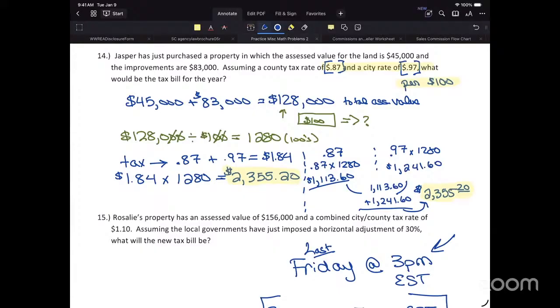Before we go any further on that, though, Anita asked, if it's city tax, are county taxes applied automatically? Yes. If it was a house in the county and not in the city, we'd only be doing county tax. But if you live in the city, they're automatically going to charge you county and city tax. Yes, Anita, that is correct.